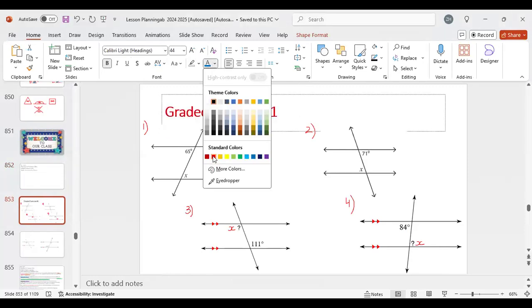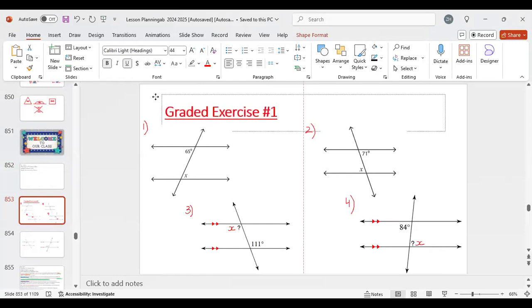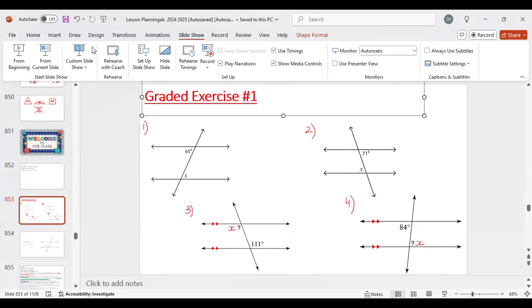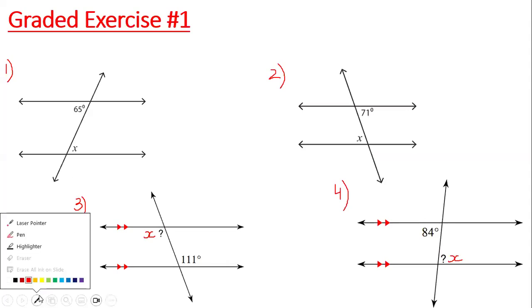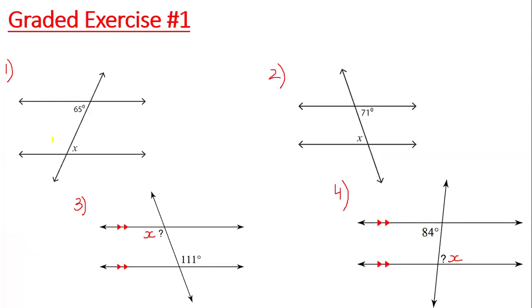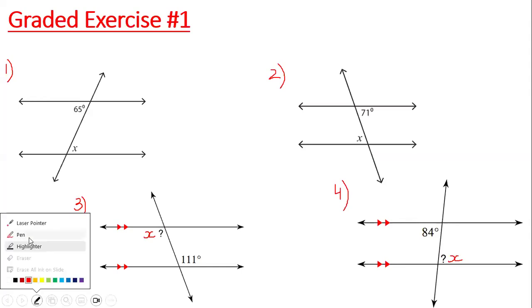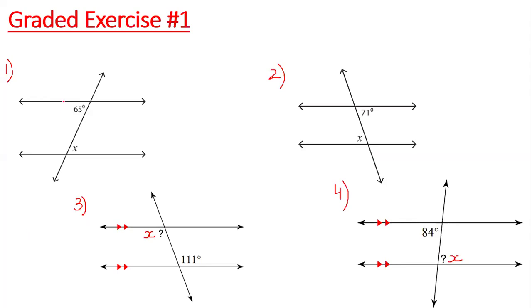Write this down in your book. We're going to answer these together. First we have number 1. For number 1, notice this first angle is how many degrees? 65. This is 65 degrees, and this angle is X.